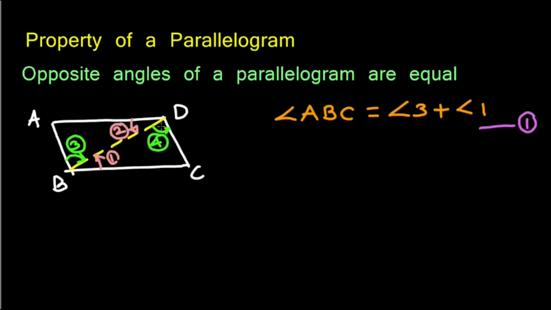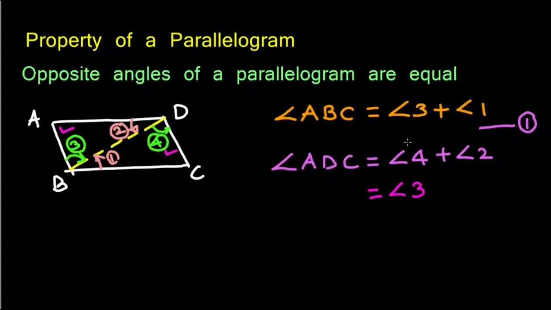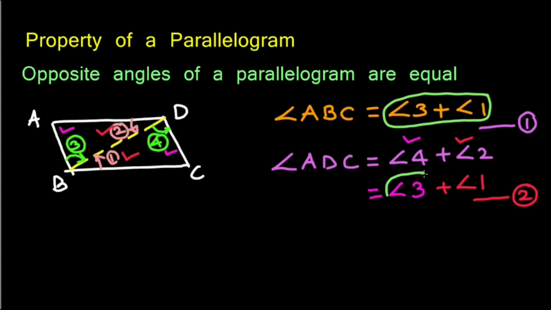And angle ADC equals angle 4 plus angle 2. But since angle 3 equals angle 4, we will write angle 3 in place of angle 4. And since angle 2 equals angle 1, we can write angle 1 in place of angle 2. We name this 2. Now, since the right hand side of 1 equals the right hand side of 2, we can write their left hand sides equal.